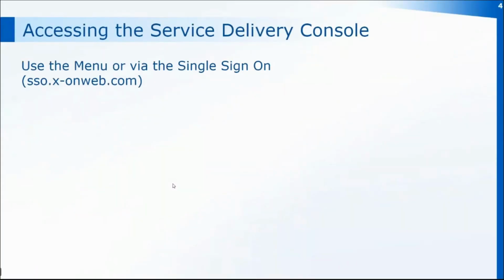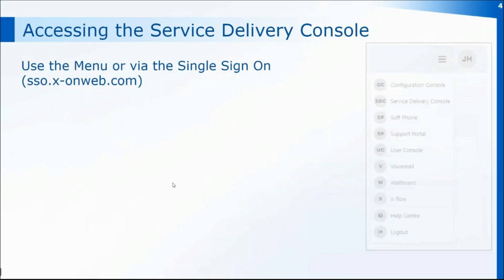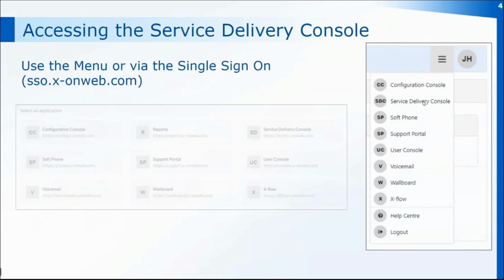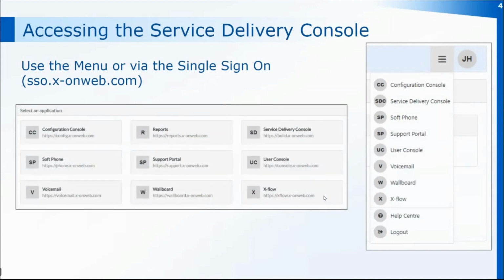So we're going to look at accessing the Service Delivery Console first. Now, if you're already logged into one of the other consoles, you can use the menu, which is the three lines just next to your initials in the top right-hand corner of any of the Surgery Connect consoles. You can then navigate to the Service Delivery Console directly from that menu. Alternatively, if you go back to the single sign-on screen, then you'll be able to access the Service Delivery Console directly through that website.